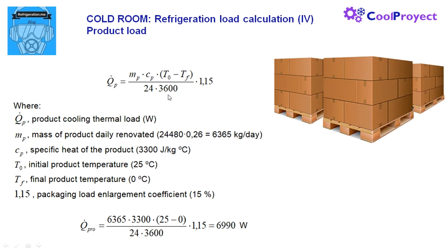In the denominator we have the time. This load has to be fought in one day, and multiplying by 24 hours per day and 3,600 seconds per hour, we have the time in seconds. Finally, we have to apply a 50% as packaging load enlargement coefficient, multiplying by 1.15. The final result is 6,990 watts.